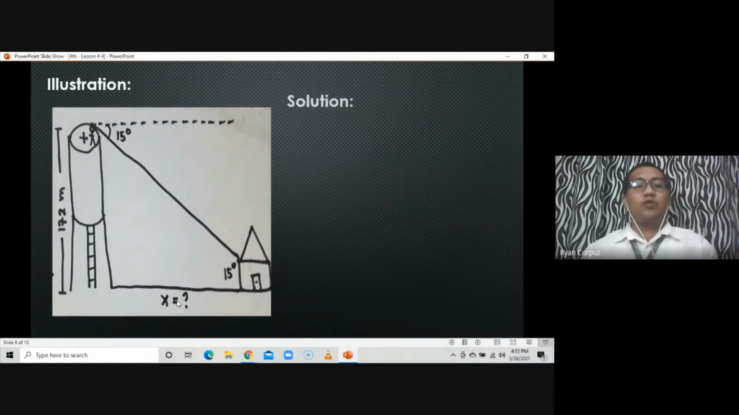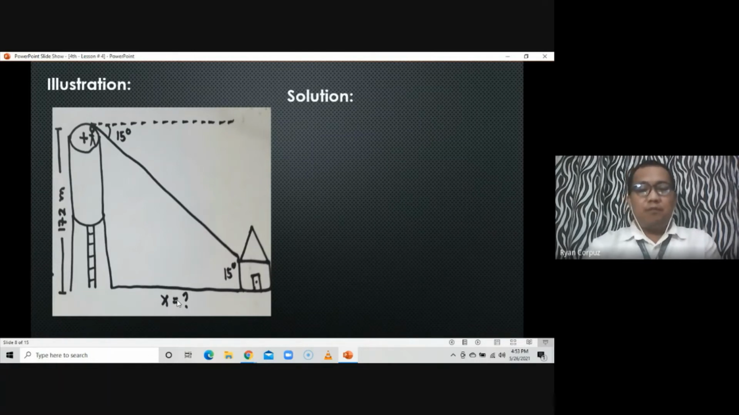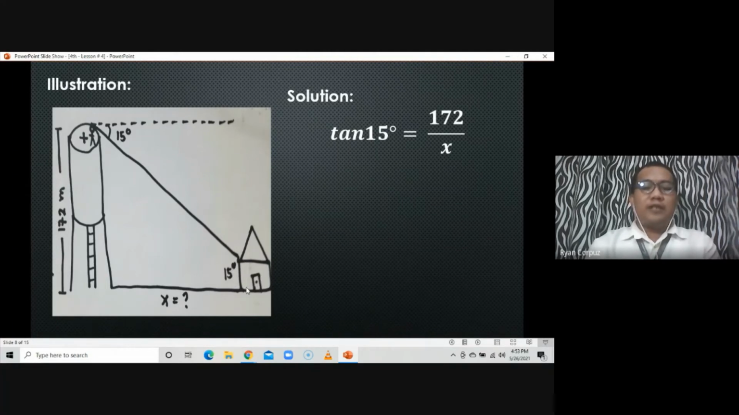So for our solution for example number 2, if we're going to make use of tangent, since 15 degrees is the given measure of the angle, when you write the trigonometric function tangent, you will attach right away the measure of the angle. That should be tangent 15 degrees is equal to opposite, that would be 172, over adjacent, which is x.